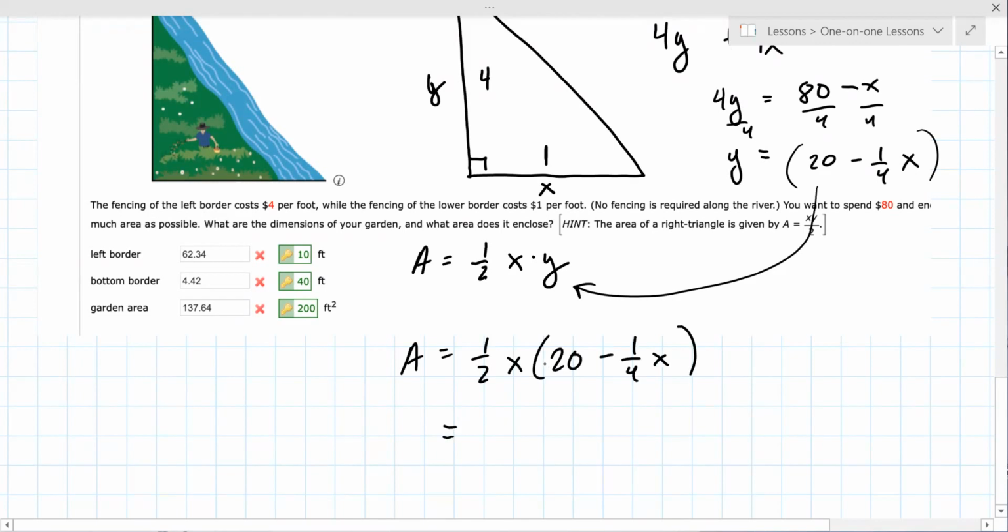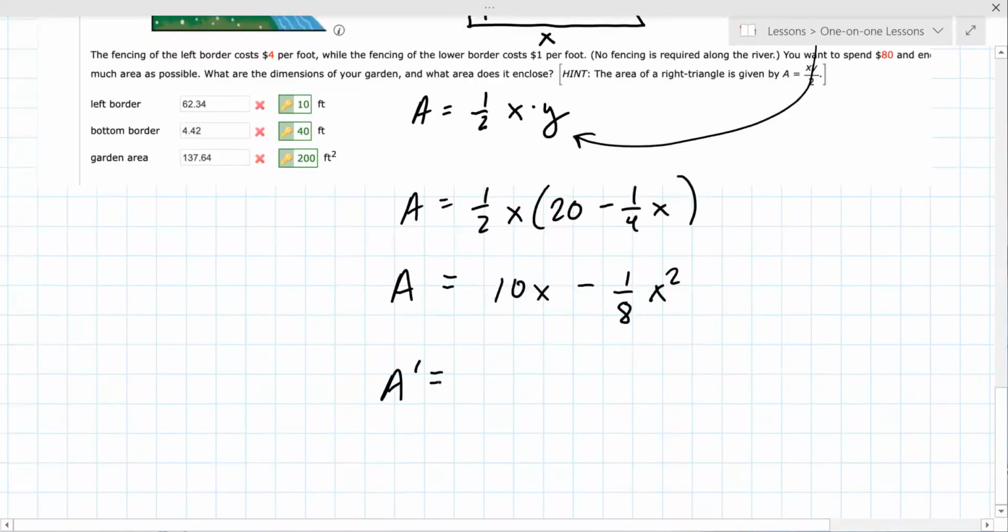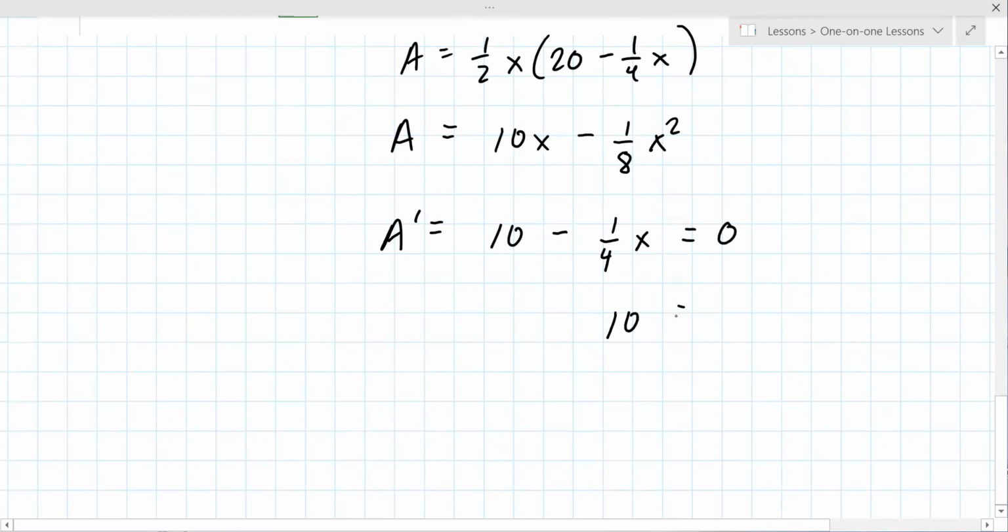Then I'm just going to distribute this in. So it's 1/2 times 20 is 10, times X is 10X. 1/2 times 1/4 is 1/8 X squared. And this is where you take a derivative. The derivative is power rule. It's 10 minus, bring the 2 down, 2/8 is 1/4 X. Set that equal to 0. If you move the 1/4 X over, you get 10 equals 1/4 X. Multiply both sides by 4, and you get 40 equals X.